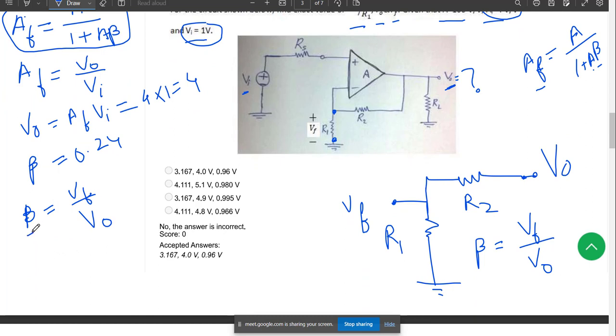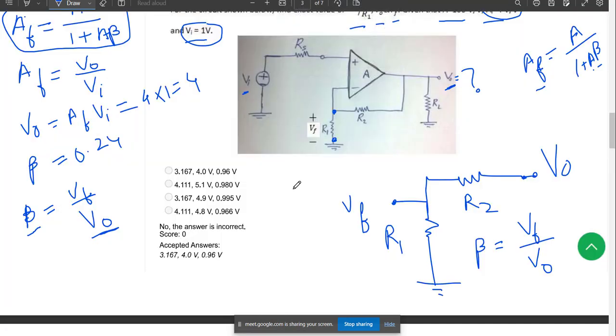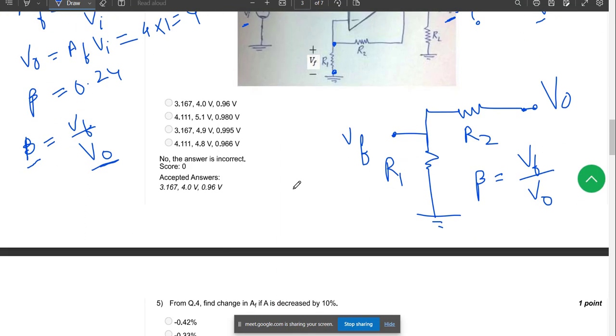We already know the value of beta, we already know the value of VO. Can we find out the value of VF? Yes, the value of VF will be beta into VO, 0.24 into 4, 0.96. Got it? Any doubt in finding VO and VF? No, ma'am. Let's go ahead.